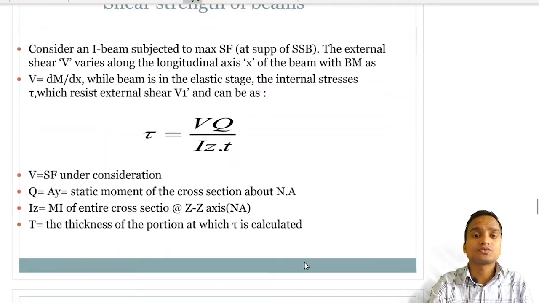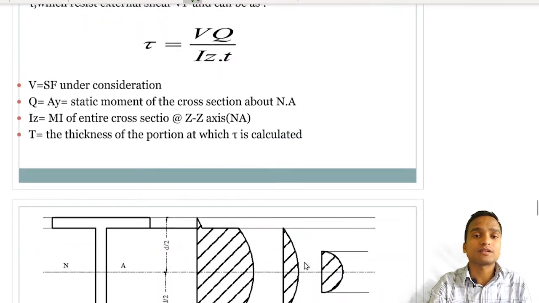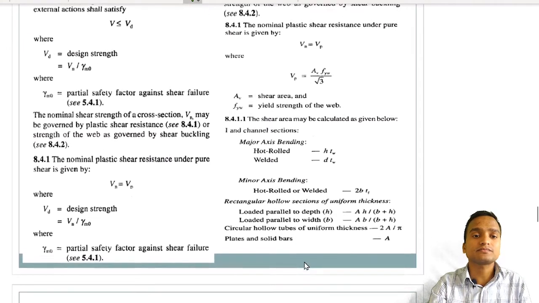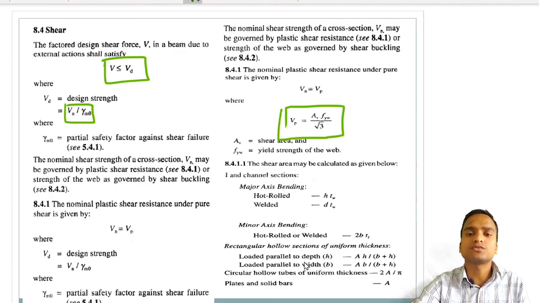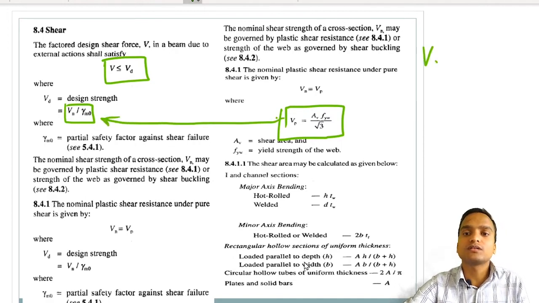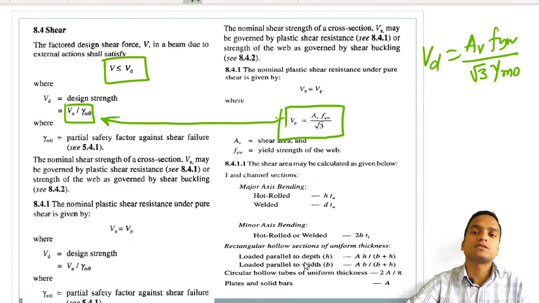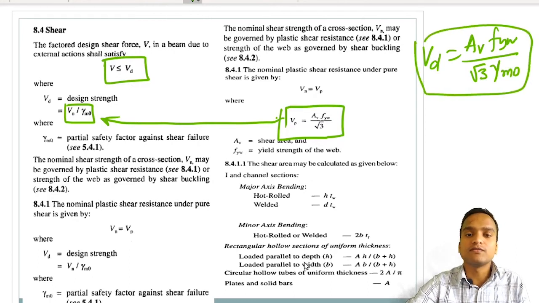Okay, so this is how shear strength of beams is calculated, and as I said, V should be less than Vd, and V is the factored shear force, and Vd is equal to Vn by γm0. Vn is the nominal shear strength, and Vn is given by this formula of Av fy by root 3, and this we have discussed. And when we put this value here, Vd comes out to be Av into fy divided by root 3 γm0. Okay, so this we have discussed for the design shear strength.